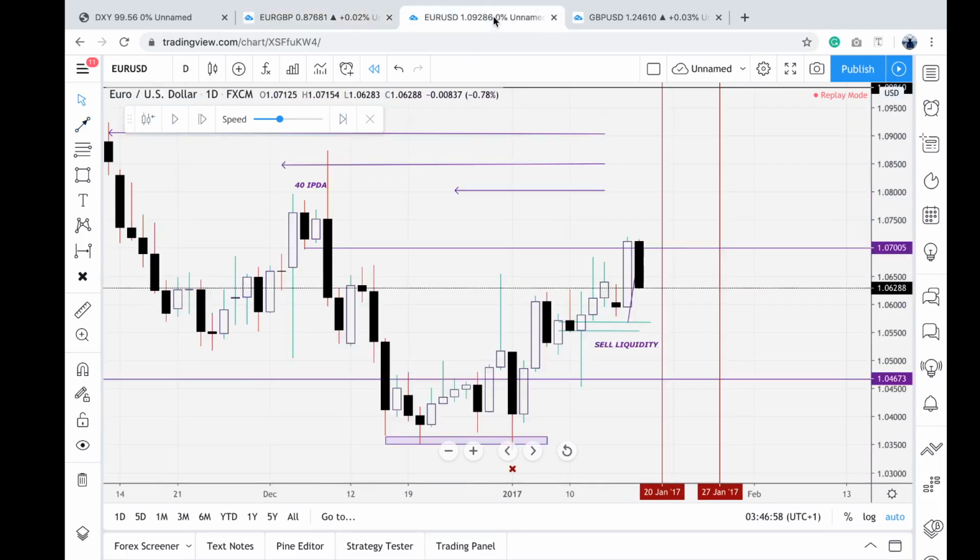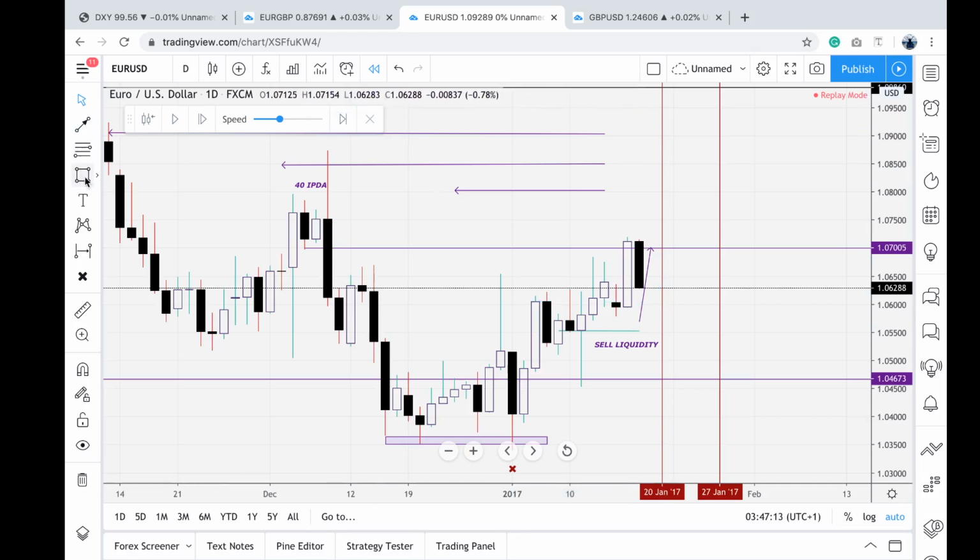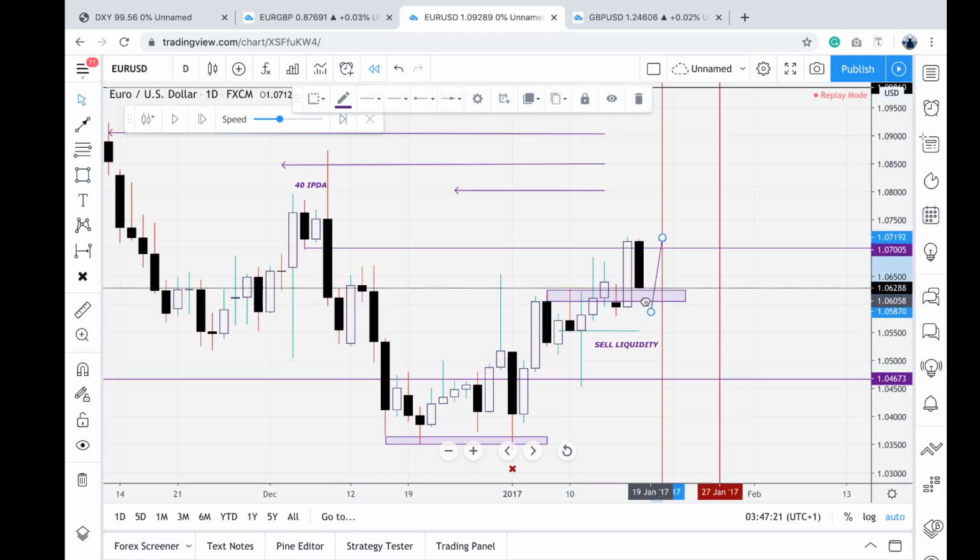For Euro dollar, if the DXY is actually going to be bearish, for Euro dollar we have a bearish order block off this level. Okay, let me actually use this as a zone. We have a bearish order block off this level. So we could see potential bullishness from this zone. Potential buying moves could come from this zone.